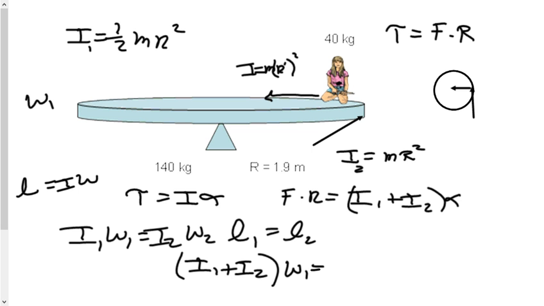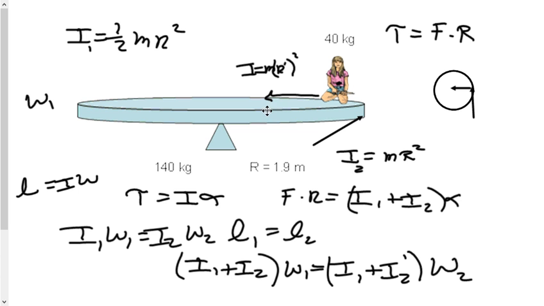That has to equal the final angular momentum. So I'm going to have I1 plus I2, and I'll put a little prime on that, because she has moved closer to the center. Multiply by omega 2. So we can find how fast this will be spinning when she moves to the center.